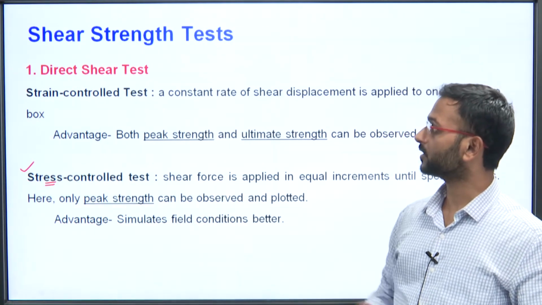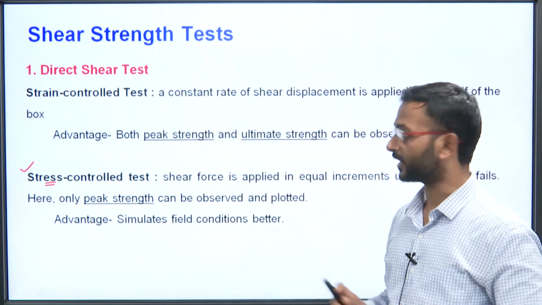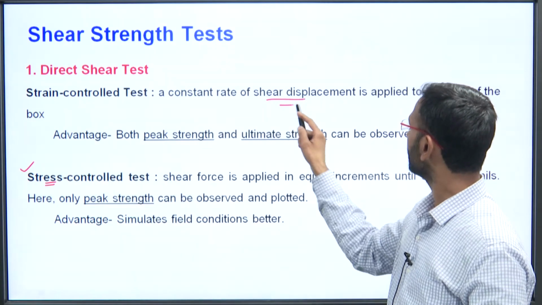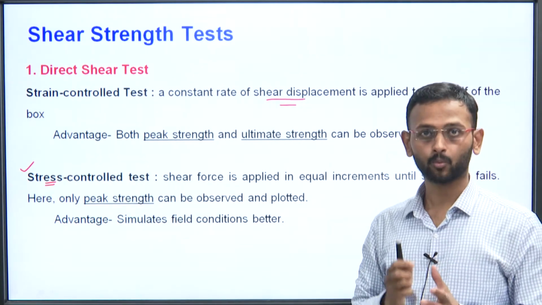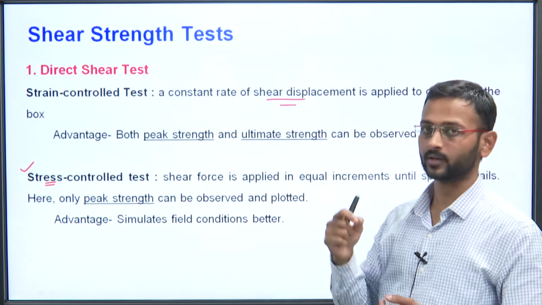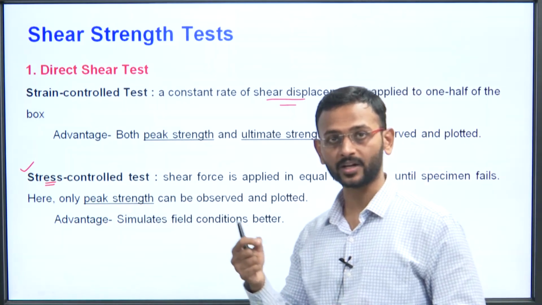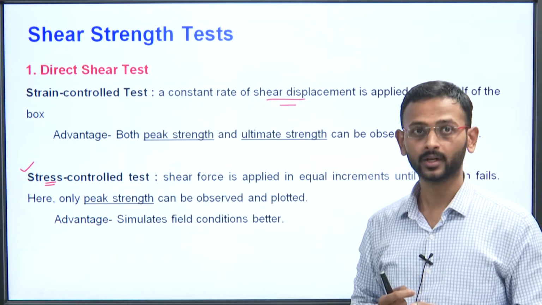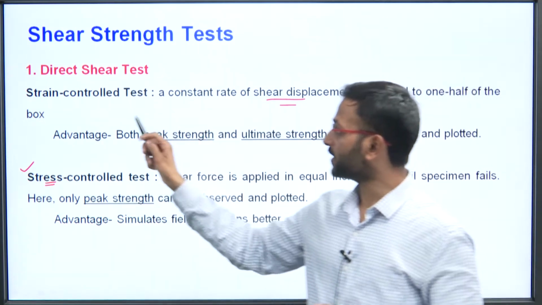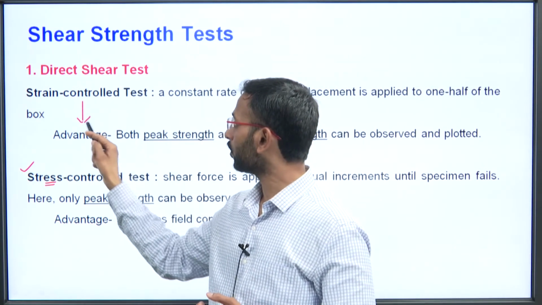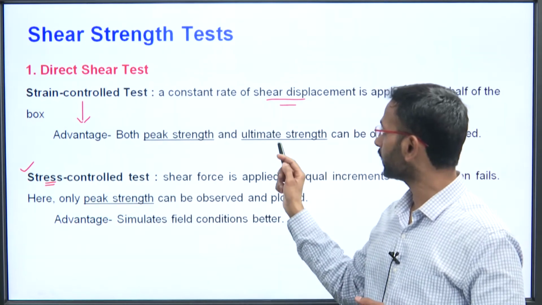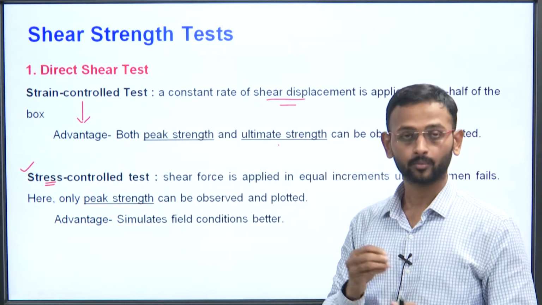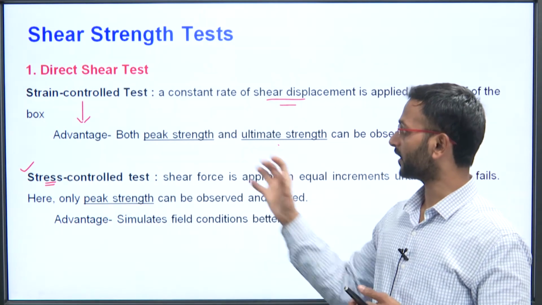See here, in this strain control test, a constant rate of shear displacement is applied to one half of the box. That is which half? That is the lower half. We are moving at a constant rate of shear displacement. What happens in this? The peak strength is obtained, and also the ultimate strength is obtained here. That means it can be observed via the graph.